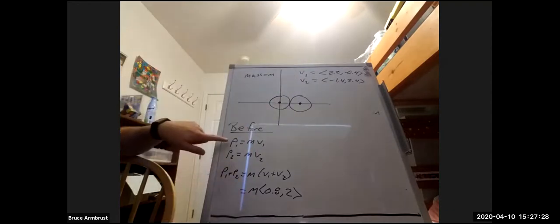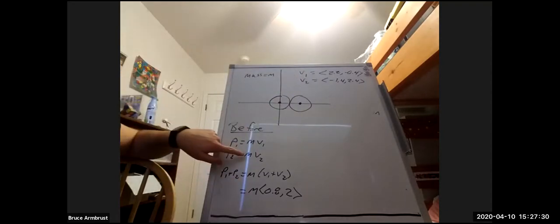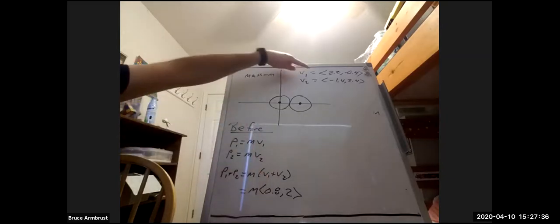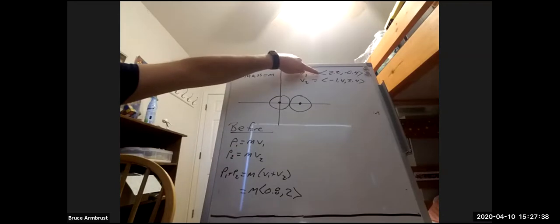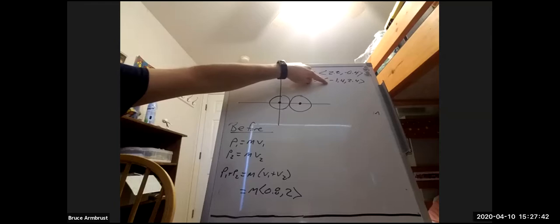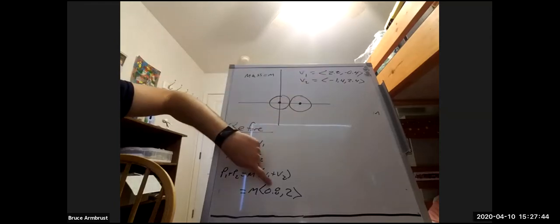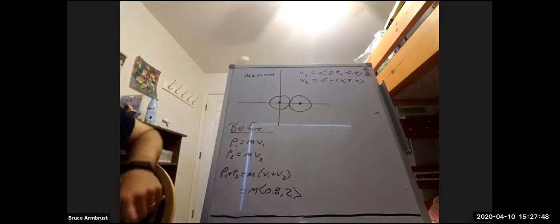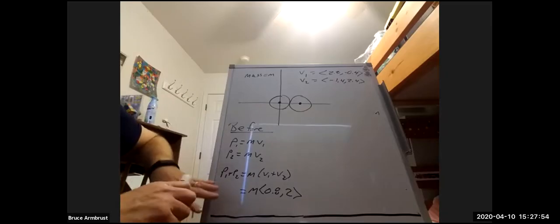We're going to take P1 plus P2, and since they've got the same mass, I can factor it out. So I just need to add their two velocities. And since they're in component form, I'm just going to add components. So 2.2 plus minus 1.4, that's our 0.8. And then minus 0.4 plus 2.4 is our 2. All right, so that's our momentum before.